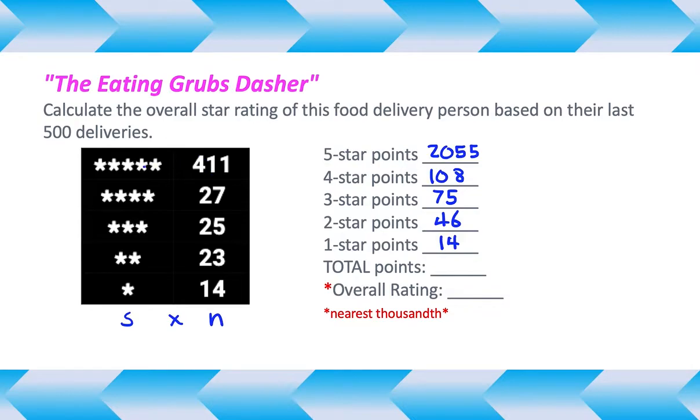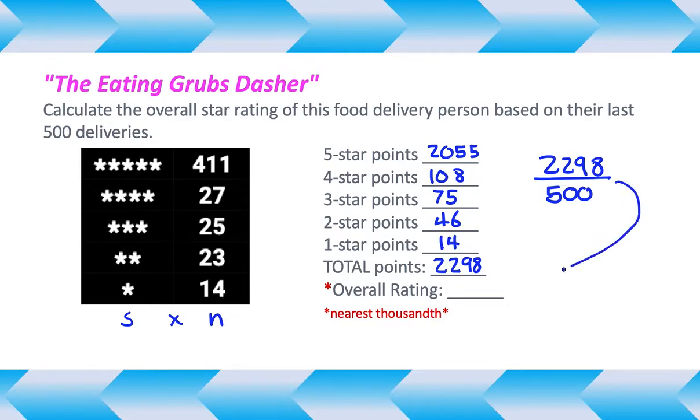You multiply the number of ratings times the star rating. So here's all the points. Add them all up. It's going to be 2,298 total points. Now, how do you get the rating? Well, you take the total points of 2,298 and then divide by those 500 ratings. So you take the total points for each star rating, add them all up, and then divide by 500.